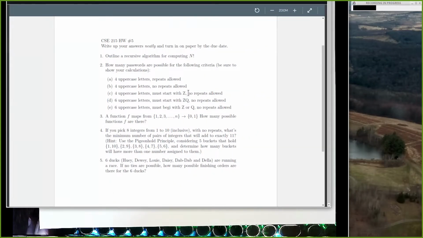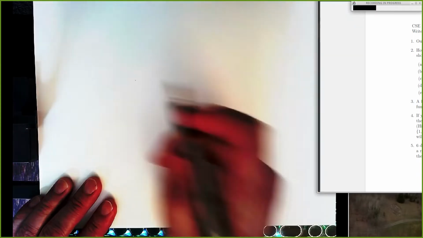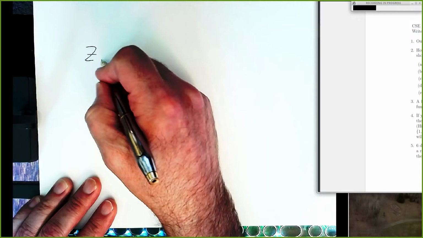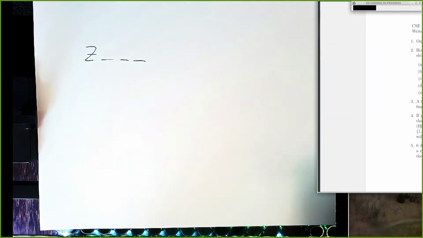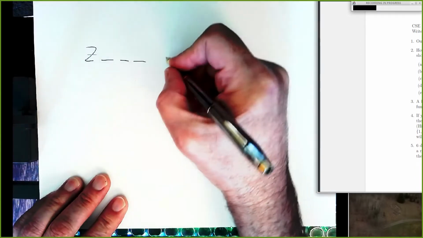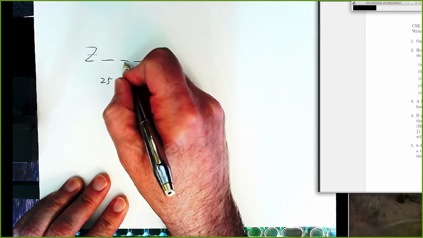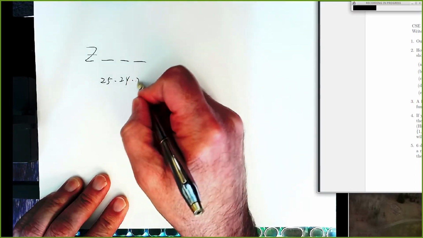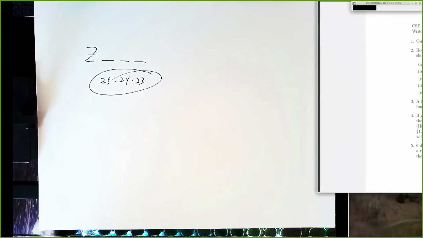So 4 uppercase letters must start with Z, no repeats allowed. So how many ways can we find a password like this? 25 times 24 times 23. So we have to pick this letter, and there's 25 ways to do that. Then pick this letter, there's 24, and pick this letter, there's 23. So that's the number of ways we can accomplish those 3 tasks. Exactly.